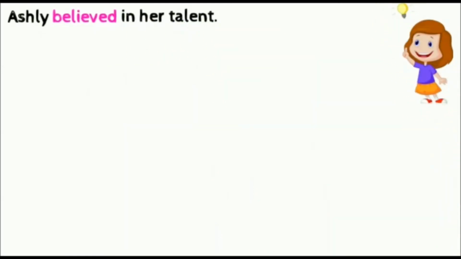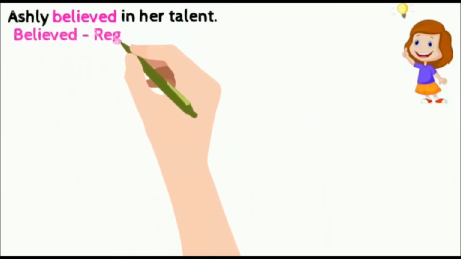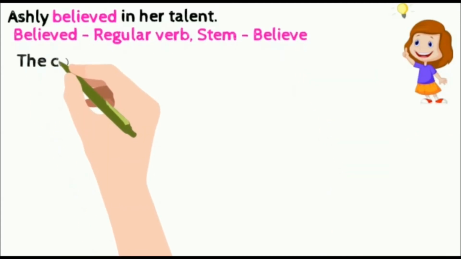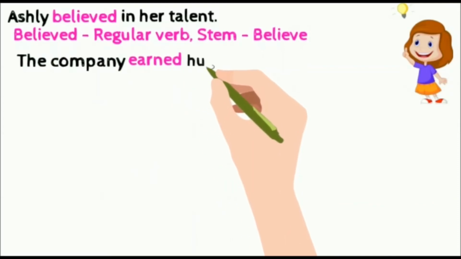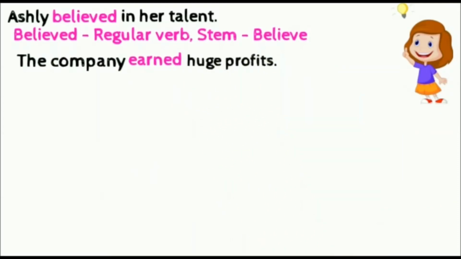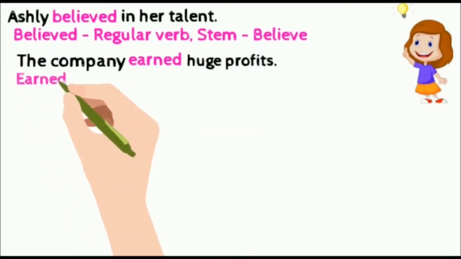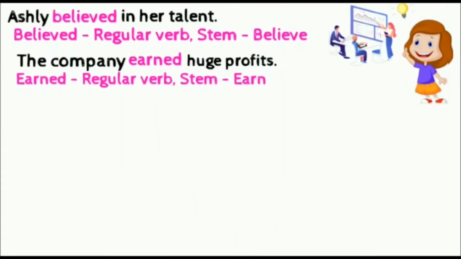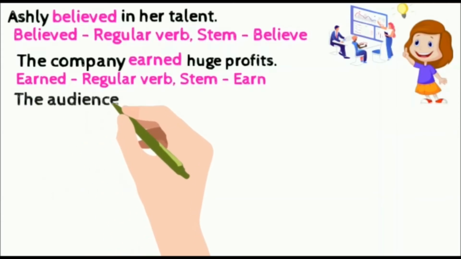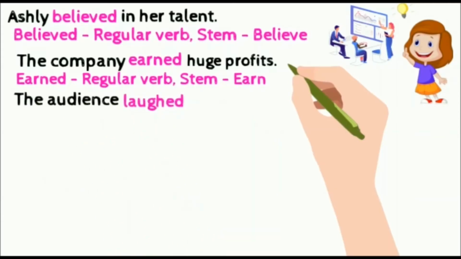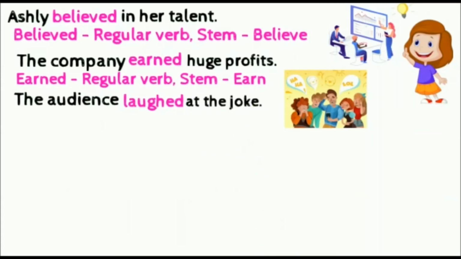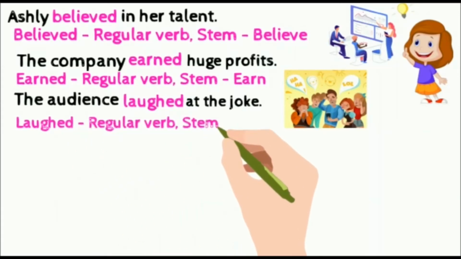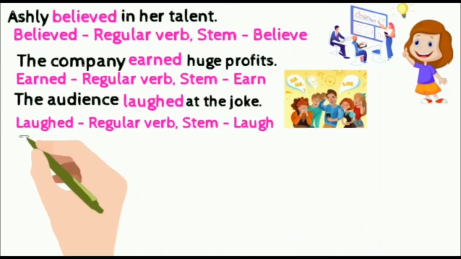Some examples are: Ashley believed in her talent. Here believed is the regular verb because the past tense ends in ed, and the stem of the verb is believe. The next sentence is: the company earned huge profits. Here earned is the regular verb, the stem of the verb is earn. Here again the past tense ends in ed. The next example is: the audience laughed at the joke. Here, laughed is a regular verb. Again, the stem of the verb is laugh. It is regular because the past tense ends in ed.